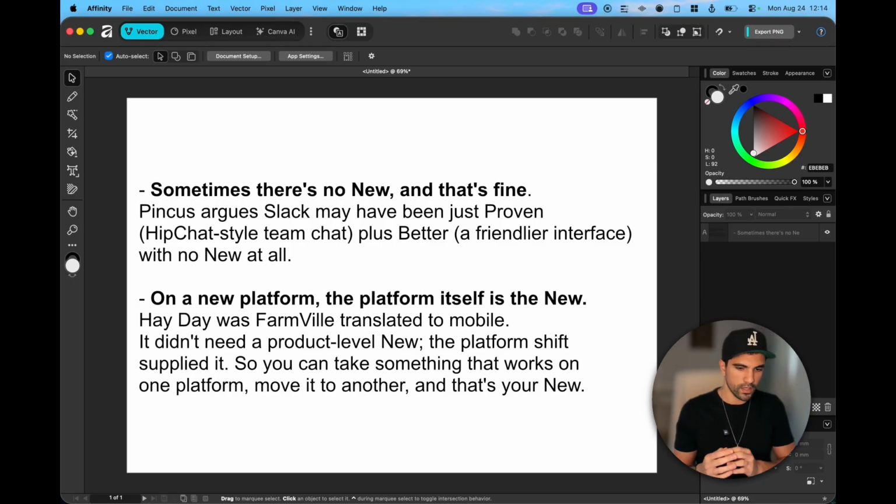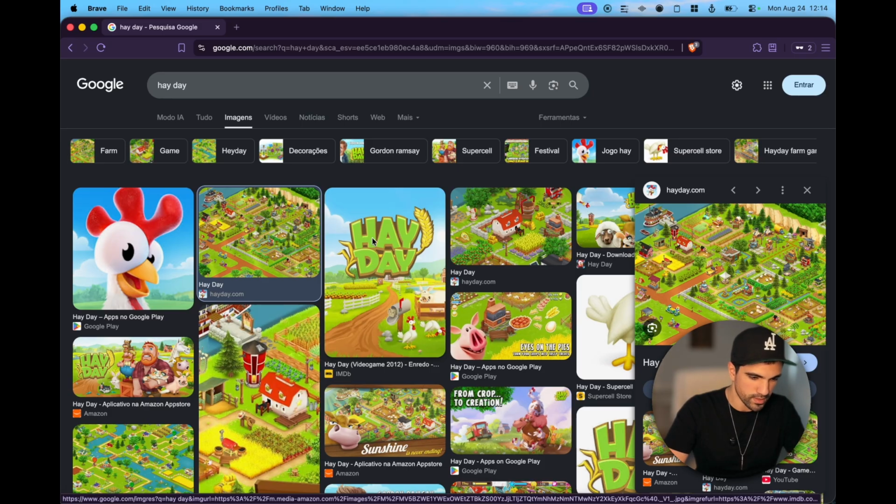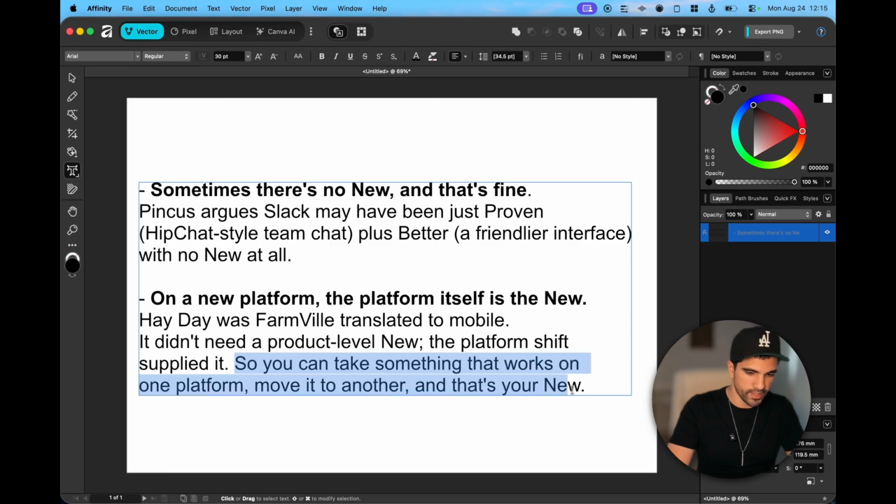And secondly, if there's a new platform, the platform itself becomes your new. So you don't have to think of a new. He talks about this product, Heyday, which apparently used Mark's Farmville as the proven and simply built it as a mobile game, which was the new. And Heyday became very successful. And that's why here I say you can just take something that works on one platform, move it to another platform, and that's your new.